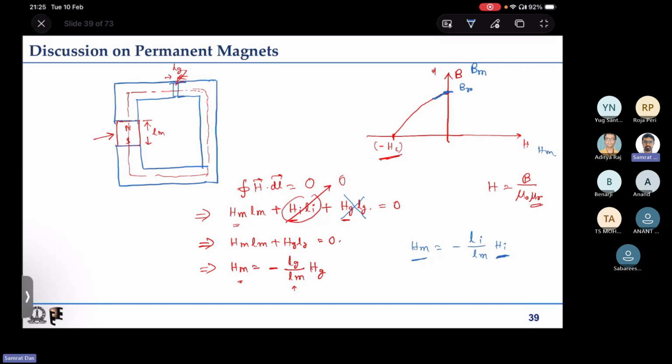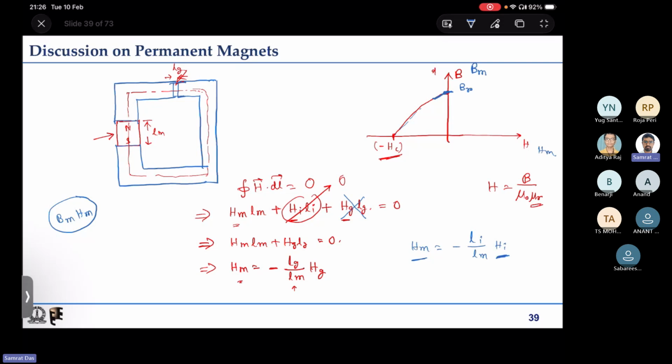And also we understood that at any point on this demagnetization characteristic, the magnetic energy that the permanent magnet can deliver is basically B into H, Bm into Hm. That is the magnetic energy that the permanent magnet can deliver to some other magnetic circuit. So this is about it.